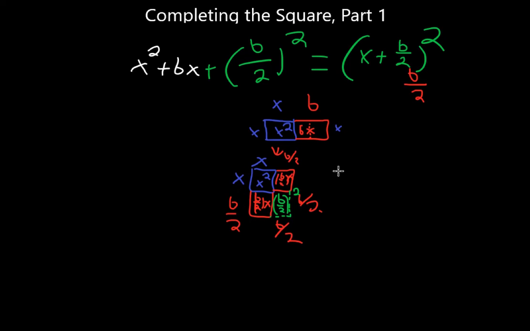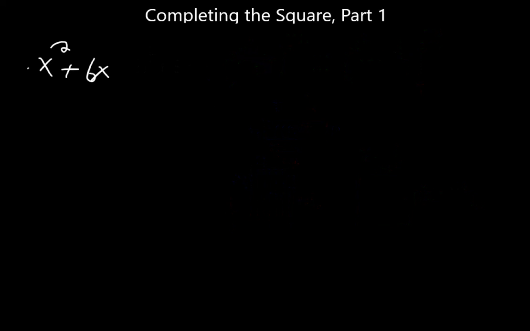And of course, the area of a square is one side multiplied by another side. So if one side is x plus b over 2, and the other is x plus b over 2, well then look at that, you have created a square, which we see on the inside. So that's how you complete a square of the form x squared plus bx. Let's do two example problems.